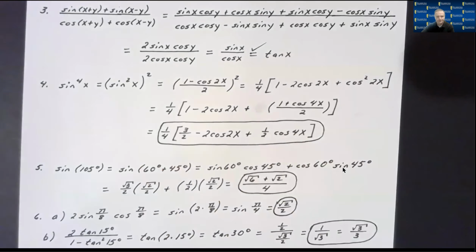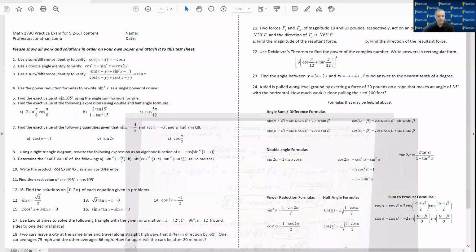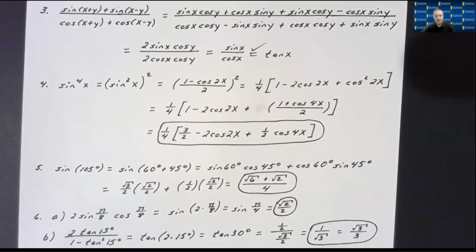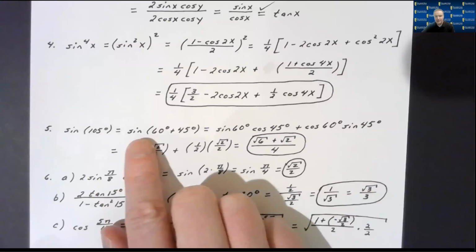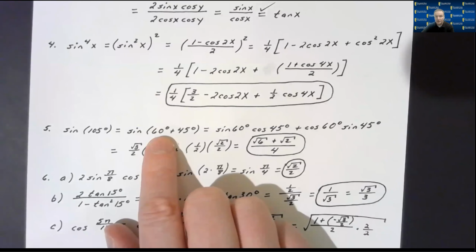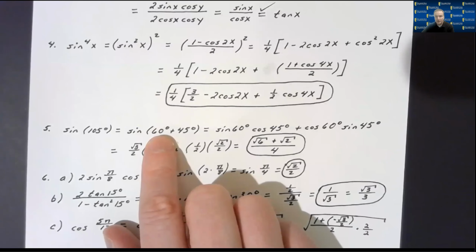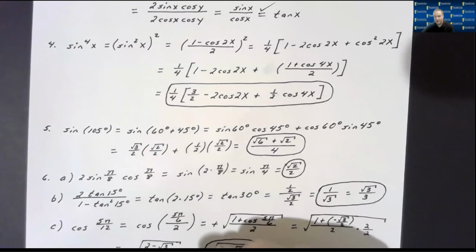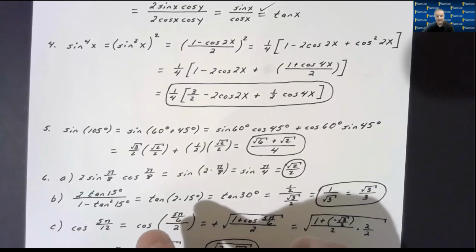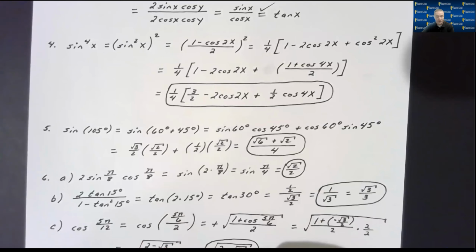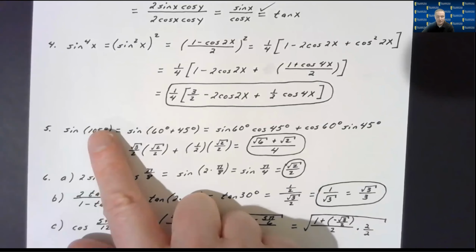We have it. Now for the next problem, it's asking us to write the exact value of the sine of 105 using the angle sum formula. Okay. So the sine of 105 degrees, all you need to do is think of some common angles that you're familiar with. Remember, that's just 30, 45, 60, 90. So some of those values that add up to 105, and you really don't have a lot of choices here.